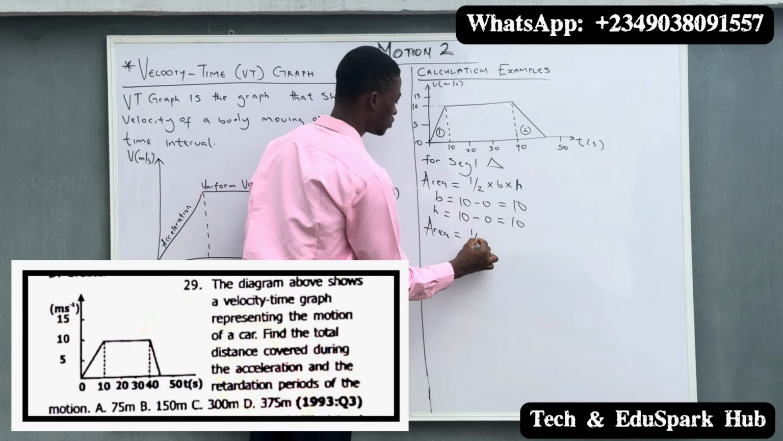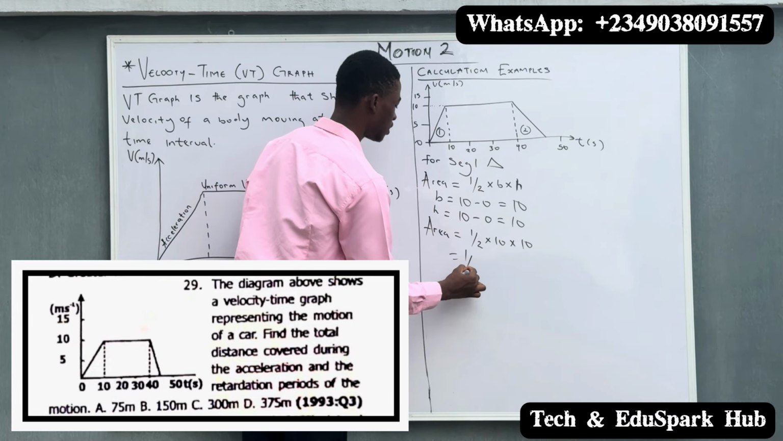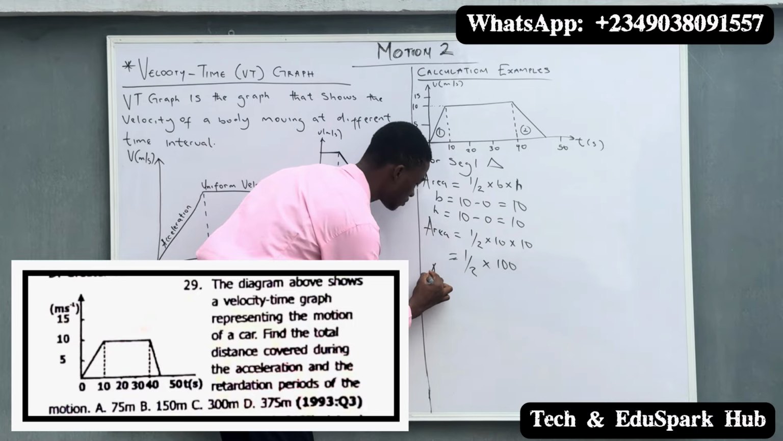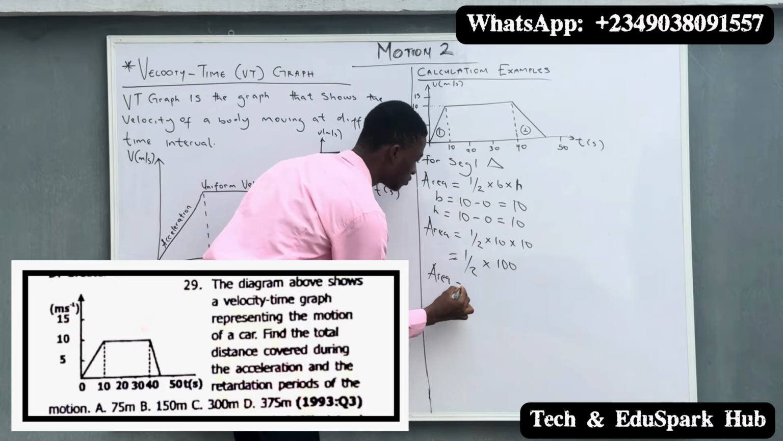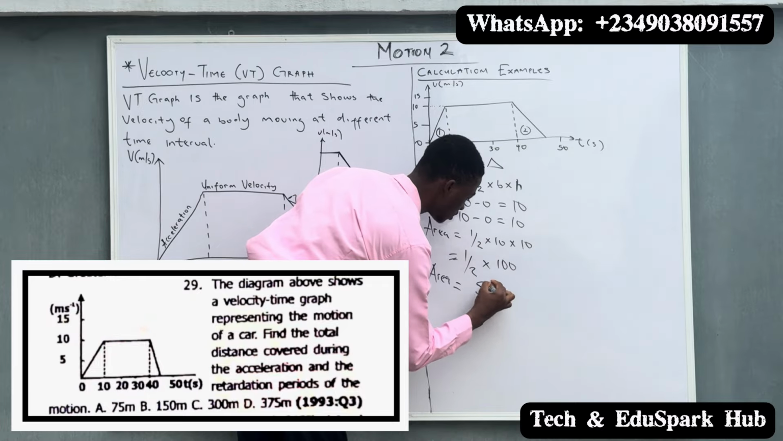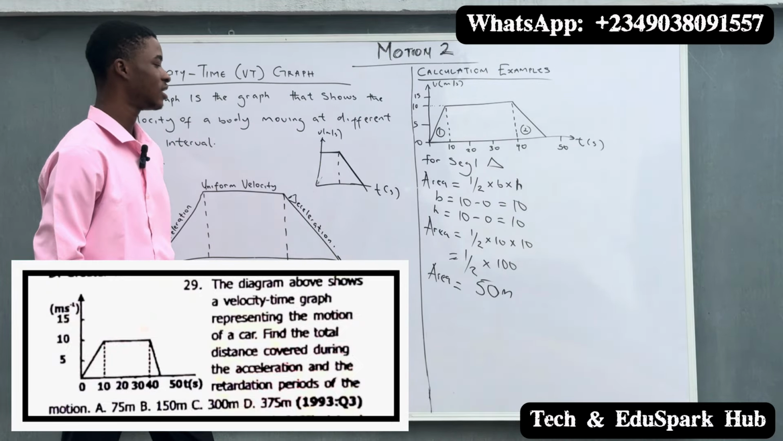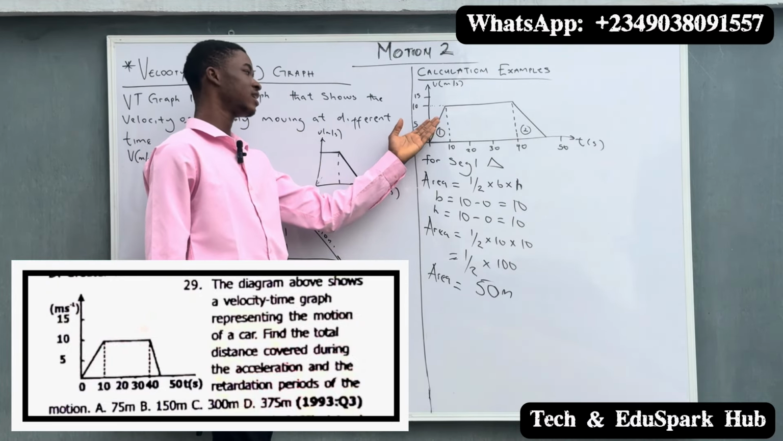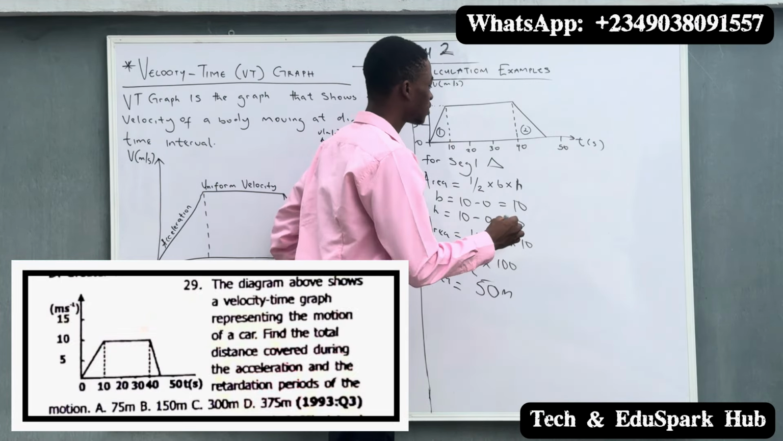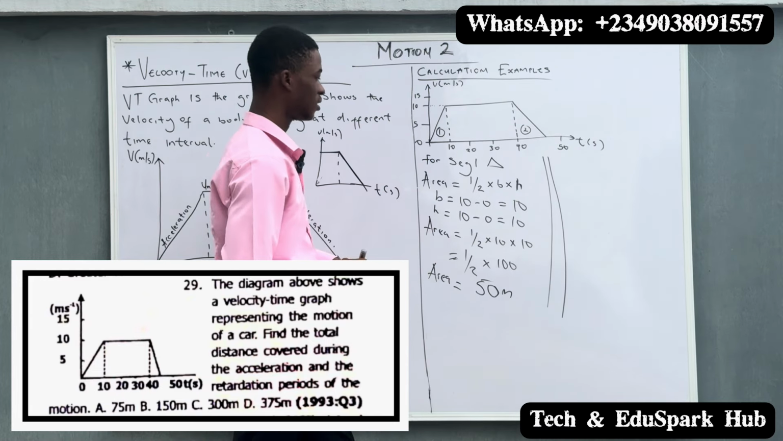1 over 2 multiplied by 10 multiplied by 10, which is equal to 1 over 2 multiplied by 100. So our area will be given as 1 over 2 multiplied by 100, which will give you 50 meters. So 50 meters is for the area of the first segment. So the total distance covered in this acceleration, which is the first segment period, is 50 meters. So let's look at the deceleration part.